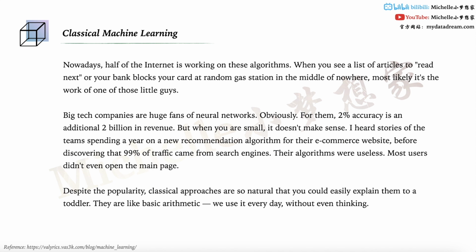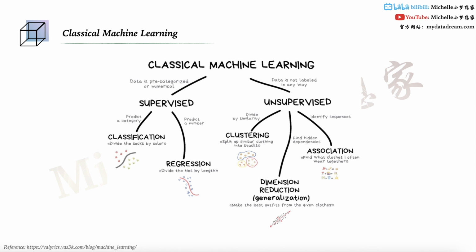Classical machine learning is the backbone of much of the internet. Have you ever wondered why your bank randomly blocks your card at a gas station, or why you see suggestions for what to read next? That's these algorithms at work, quietly making the decisions behind the scenes. Despite all the advanced algorithms, classical approaches still remain fundamental nowadays. They're like arithmetic: we use them every day, often without realizing it. They are very powerful in their simplicity. We have actually seen the corresponding classification just now, and let's review the details a little bit further.